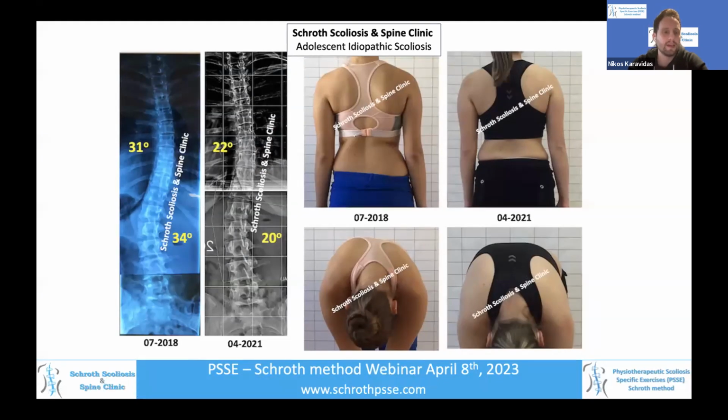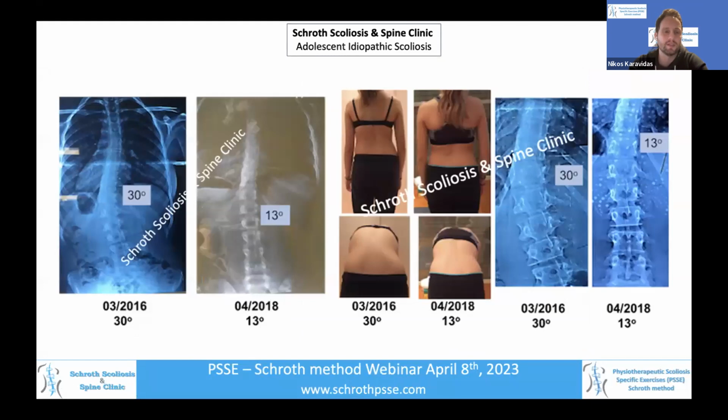Another example with a double curve at the end of growth. So late Risser 4, no brace for this patient, just exercises. And we got a very nice reduction of the curve with a significant clinical improvement for the patient. Another case, Risser 4, 30 degrees single thoracolumbar scoliosis, reduced from 30 to 13 degrees, clinical improvement. And again, you can see on the position of the pedicles the improvement that we got for this axial rotation on this patient.